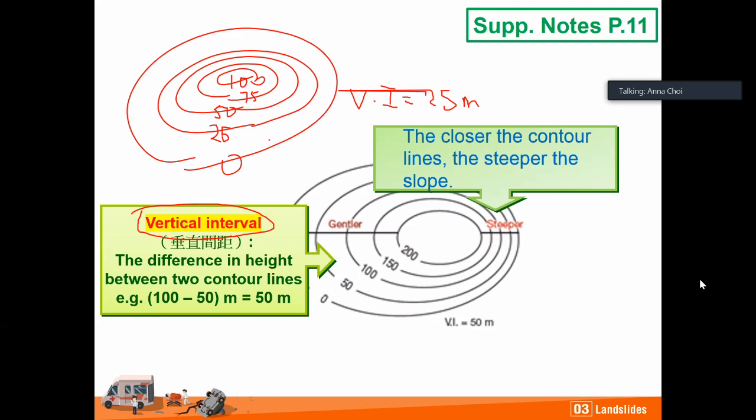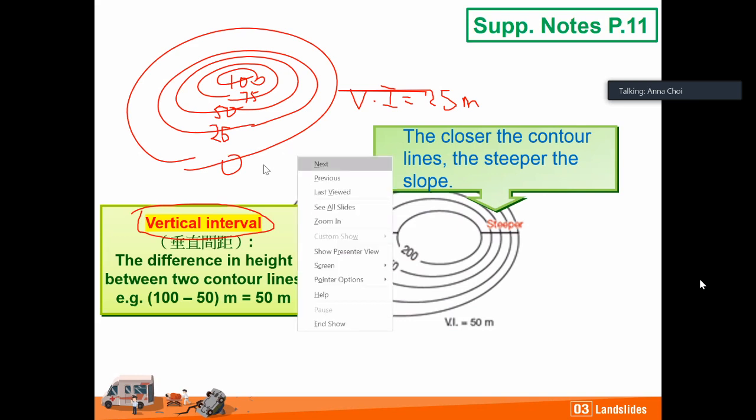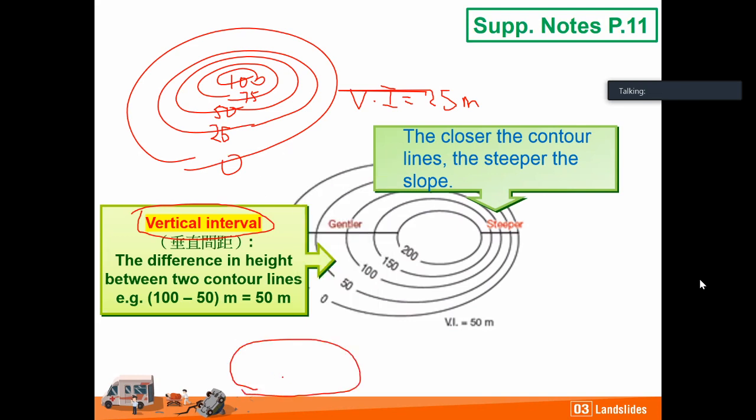So here I just want you to remember the term vertical interval and how to read it. I may ask you, what is the vertical interval of the map? Then you have to find out the height difference between two contour lines, even though sometimes I just give you two figures. Like I just give you here is 100 and here is 0. The vertical interval for this one will be 50 meter. So be careful, even though here we don't provide a value, you can trace it out.